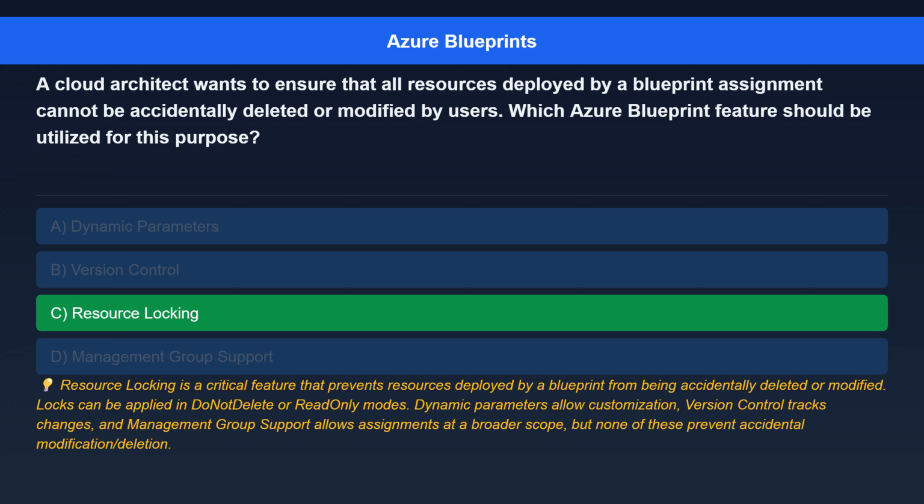Here's the explanation. Resource locking is a critical feature that prevents resources deployed by a blueprint from being accidentally deleted or modified. Locks can be applied in do not delete or read-only modes. Dynamic parameters allow customization. Version control tracks changes. And management group support allows assignments at a broader scope, but none of these prevent accidental modification or deletion.